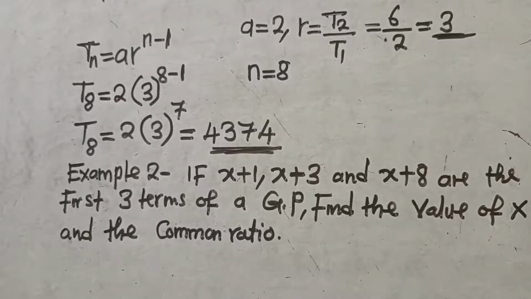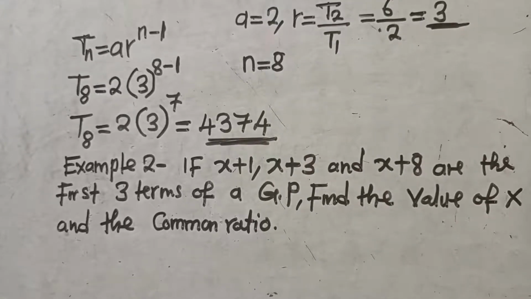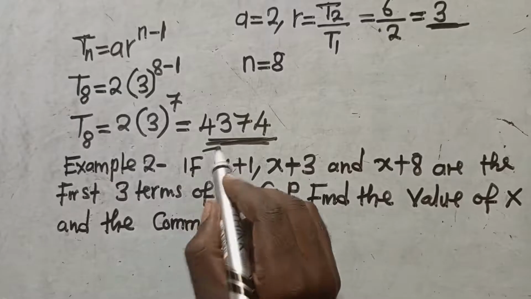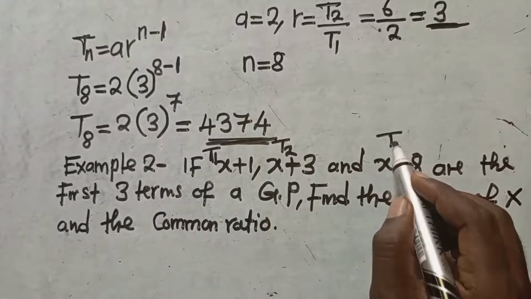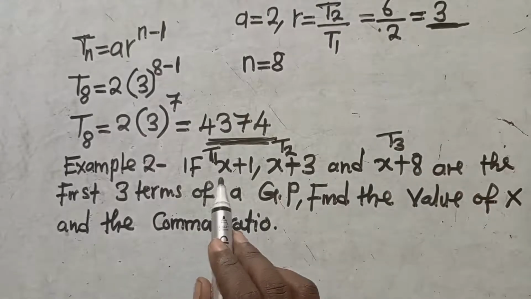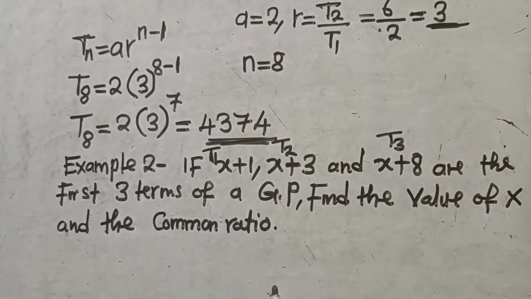So this is a particular question, example 2. How then can we go about this example and how can we answer it? I want you to see how I'm going to answer this one so that you get to follow all the procedures that you are supposed to do. You know that this is the first term, this is the second term, this is the third term. So the first term is x plus 1. How then do you find the value of x? You use this particular formula.